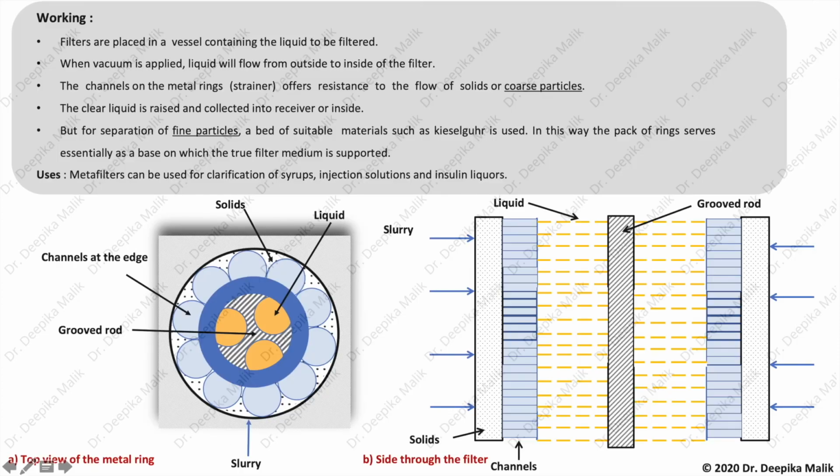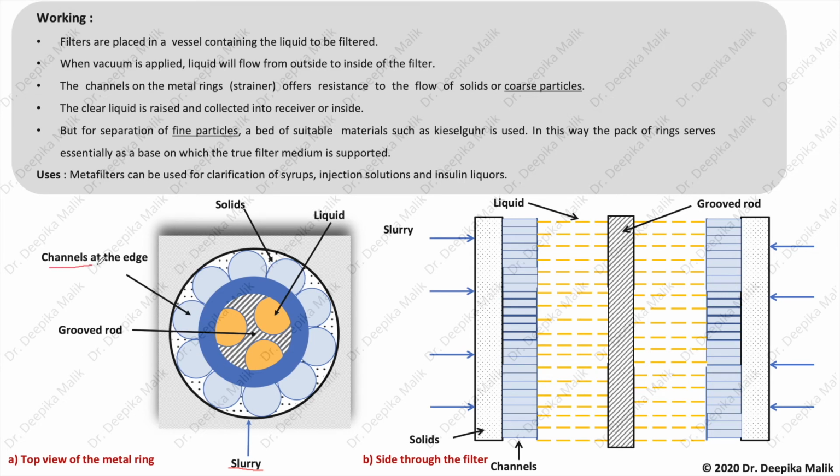Now, to understand the working principle of metafilters, let's follow the following diagram that has been specially made by me for a better understanding. Filters are first placed in a vessel containing the liquid to be filtered. Now, when the vacuum is applied, liquid will flow from the outside to the inside of the filter.